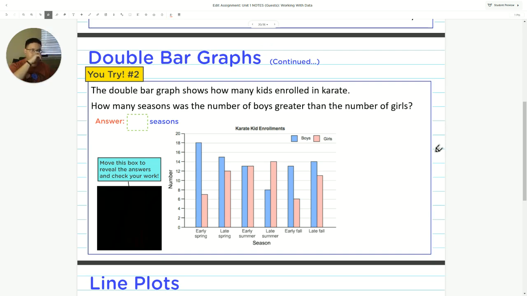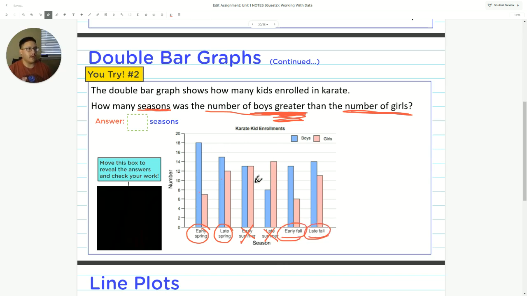So the double bar graph shows how many kids enroll in karate. How many seasons was the number of boys greater than the number of girls? Okay, so let's look at early spring. Early spring is one of them. Late spring is another. Early summer, they're equal. We don't care about that. So early summer, no. Late summer, girls are more than boys, which is not what the question is asking. So no, we don't consider that one. But early fall, late fall, yes.